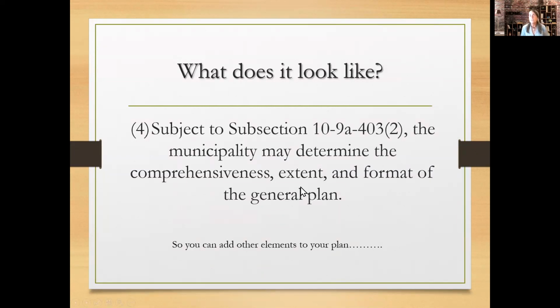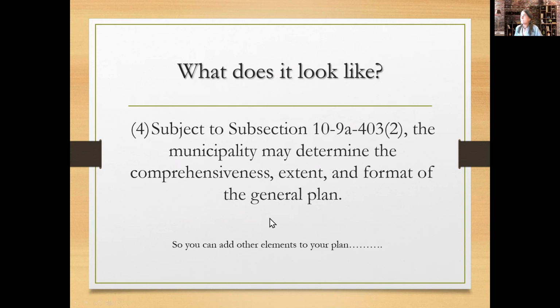So what does this plan look like? I said at the beginning, it could be one page, five pages, six pages. Well, it's up to you. And here's the actual language from the state saying you can determine the comprehensiveness, the extent, and the format of the plan. So we have to have land use, we have to have transportation. Certain cities, 82 of us, have to have a housing element. But you can add other elements if you like to your plan.